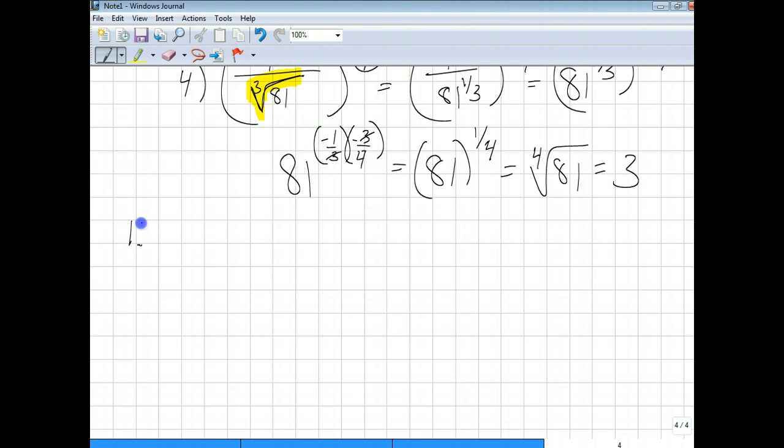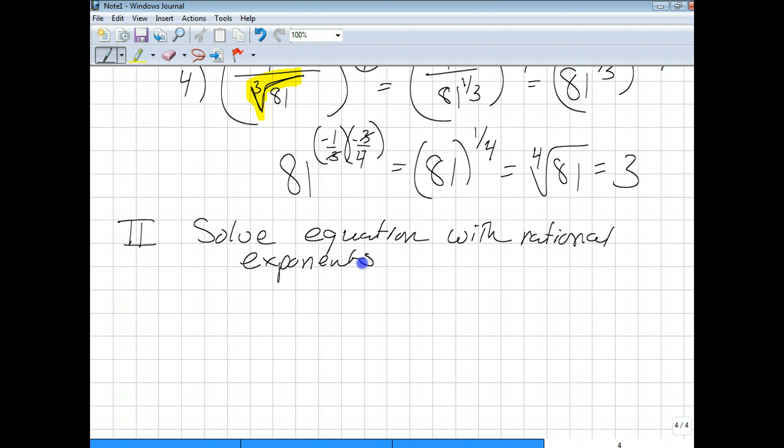Okay, now part 2 is we want to use these ideas to solve equations. So we want to solve equations with rational exponents. So for example, 6x to the 2/3 equals 54. So first thing we want to do is get, just like always, get the x by itself. What we would always do when we're solving equations. Our goal is to get the x by itself. So we get x to the 2/3 equals 9.